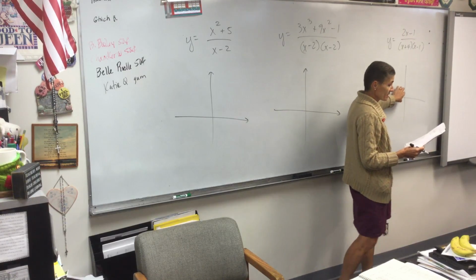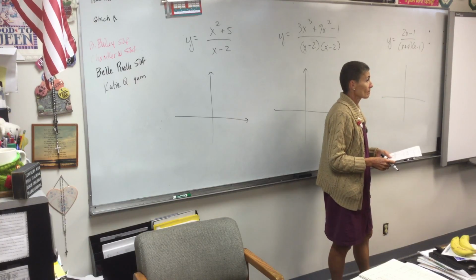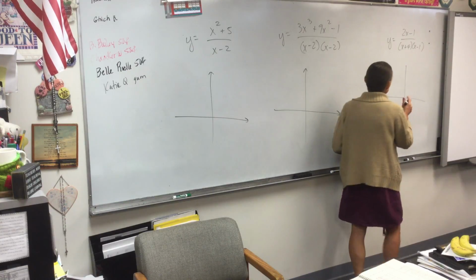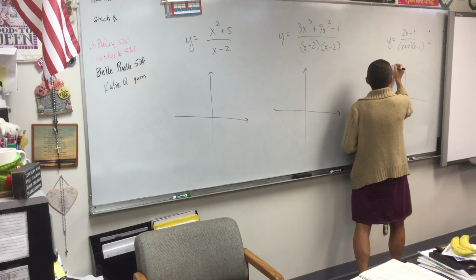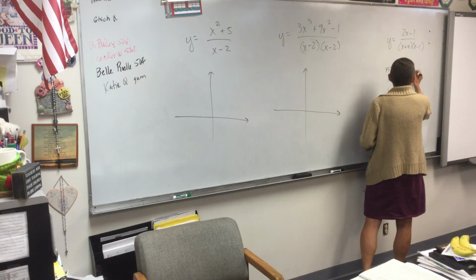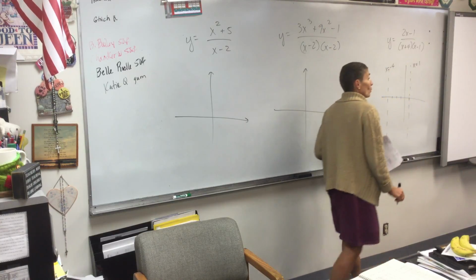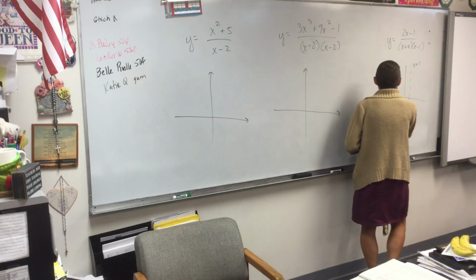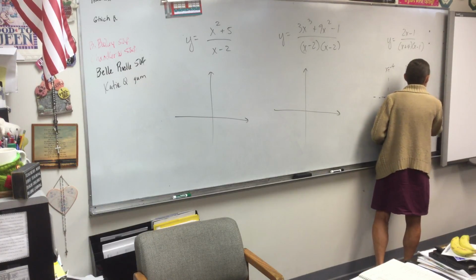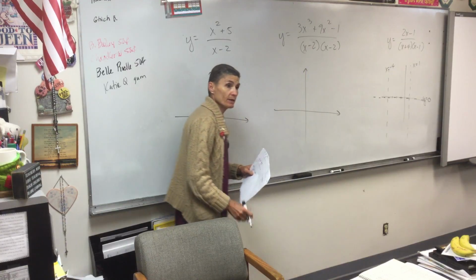What'd you come up with? This is problem F. What'd you come up with for problem F? You had vertical at x equals negative 4, and a vertical at positive 1. Very good, Jonathan. How about horizontal? Y equals 0. And again, that's because the power on the bottom is bigger.